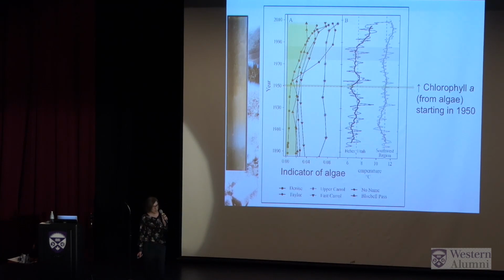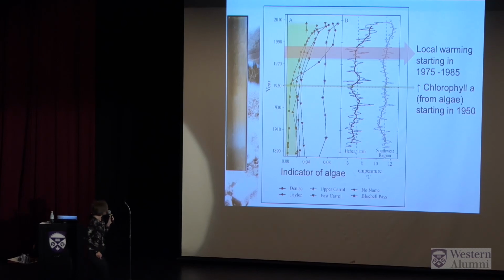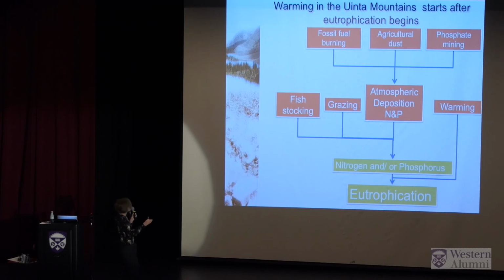So if we compare that to the temperature record for the region, and the western US and alpine environments are warming faster than the rest of North America other than the Arctic, we see that the actual increase in temperature for this region, which is common for the western US, isn't until about 1985. So local warming starts around 1985. This is after the change we see in chlorophyll A. So warming can't be the triggering effect for the changes that we see because the changes happened first. Warming in the Uinta Mountains starts after eutrophication begins, so we know that warming cannot be the culprit.